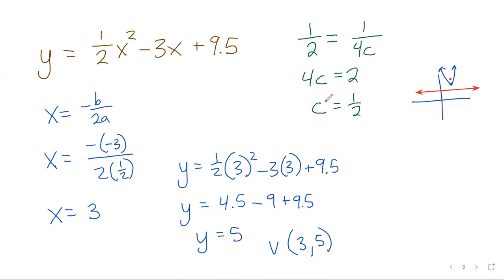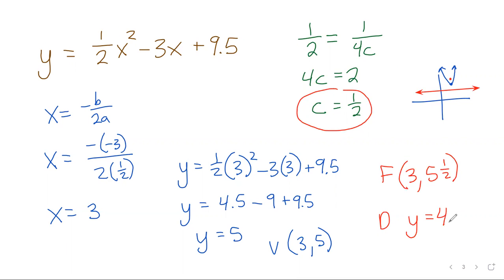We have C, the distance from the vertex to each of those things. So let's do the focus first. It is half a unit up from the vertex. So the focus is going to be at 3 and half a unit up, so 5.5. The directrix is going to be half a unit, that C value, down from the vertex. So from 5, it's going to be at 4.5.